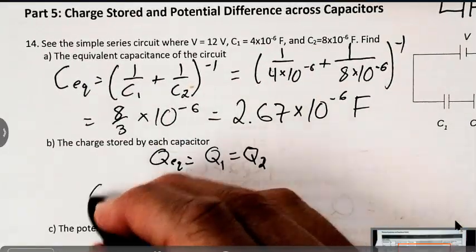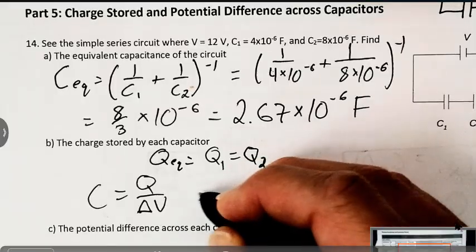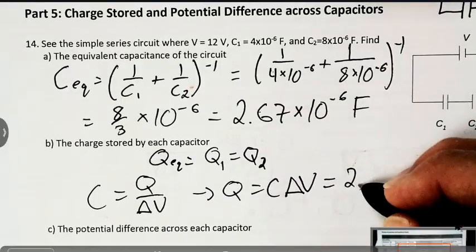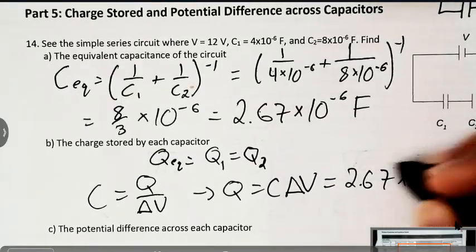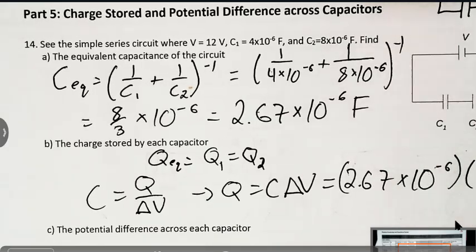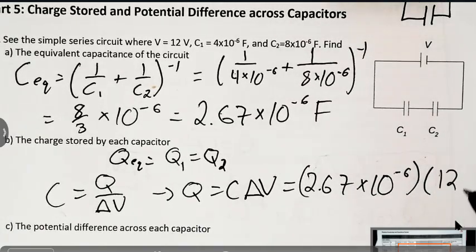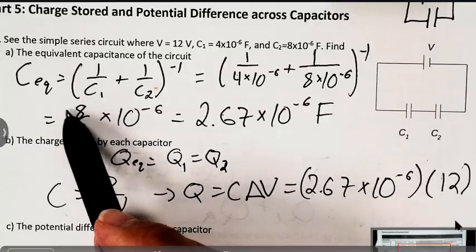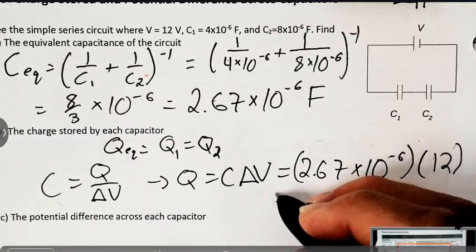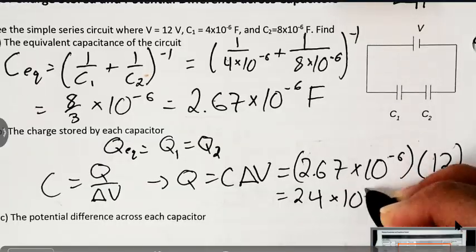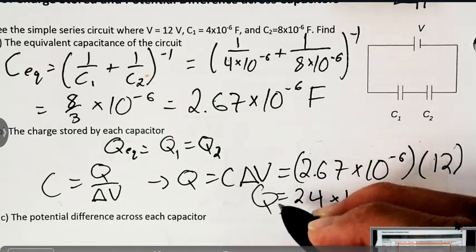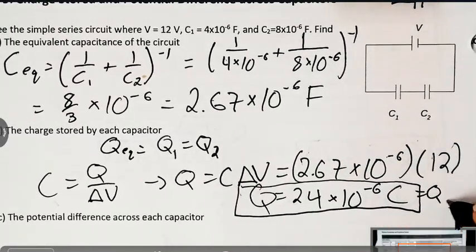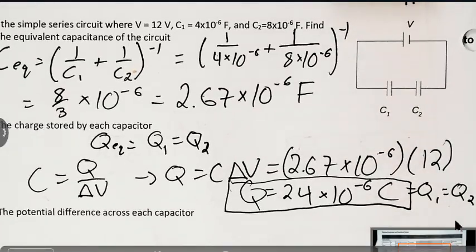So again, the definition of capacitance is Q over delta V. That means Q is equal to C delta V. In this case, my equivalent capacitance is 2.67 times 10 to the minus 6th, and my voltage is 12 volts. 12 times a third is 4. 4 times 8 is 24. So we get 24 times 10 to the minus 6th coulombs as my charge stored on each capacitor. So that's equal to Q1 and it's equal to Q2. They both have the same amount of charge stored on them.